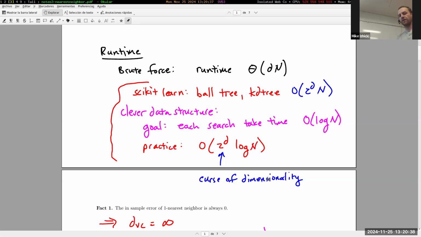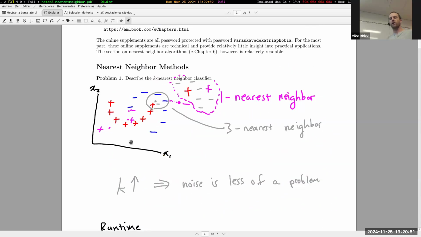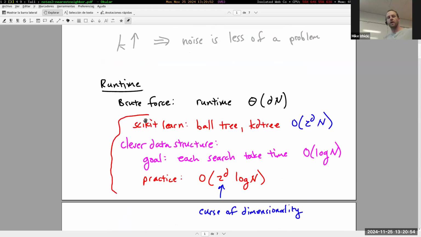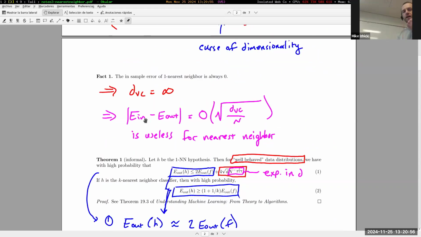The downside of this is that we have this curse of dimensionality here of 2 to the d. Whatever your dimensionality is, if you're using one of these clever data structures, your runtime is going to be exponential in that dimensionality. That's the first curse of dimensionality with our nearest neighbor methods. Then we started talking about some of the statistical facts of nearest neighbor. One of those is that the VC dimension is infinite. And because the VC dimension is infinite, our standard generalization bound is not useful for one nearest neighbor.